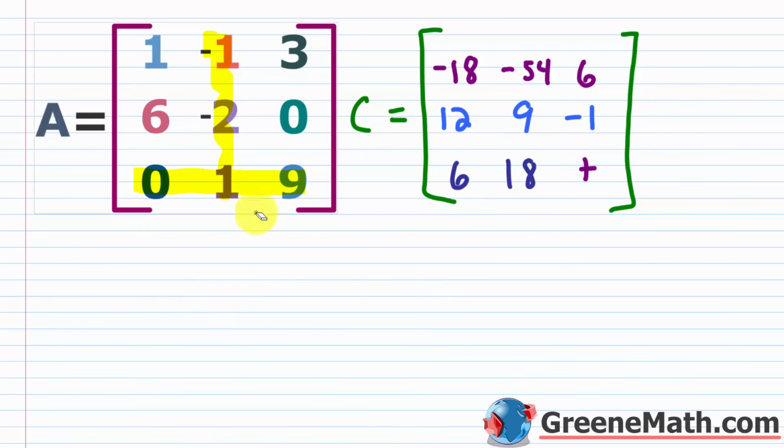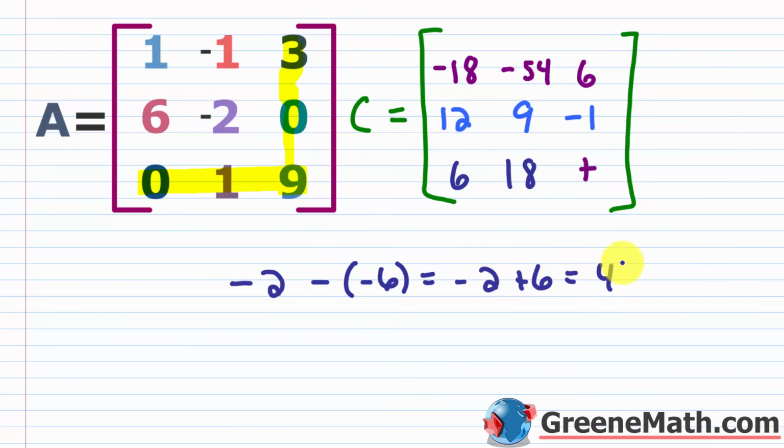So let's do the last one. We're almost there now. So this guy right here, I'm going to delete the row and the column. And so the matrix that I have left, the determinant of it, 1 times negative 2 is negative 2. Then minus negative 1 times 6 is negative 6. Minus a negative is plus a positive, so negative 2 plus 6, which is 4. So this will just be 4 here.